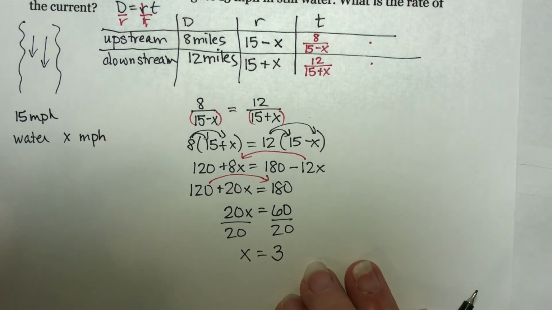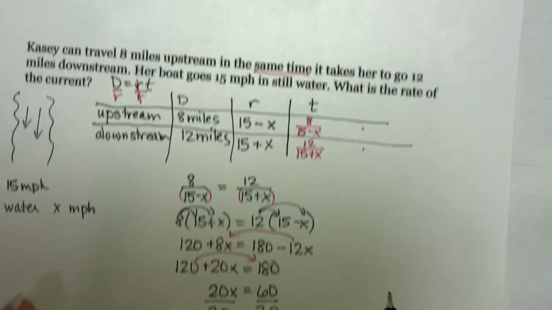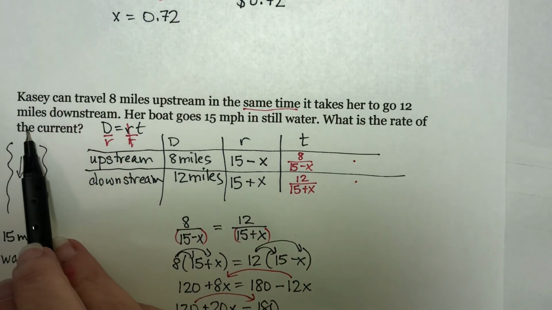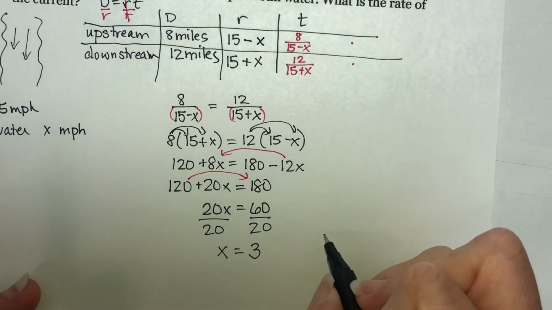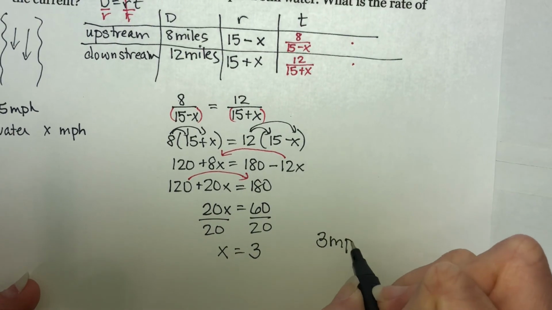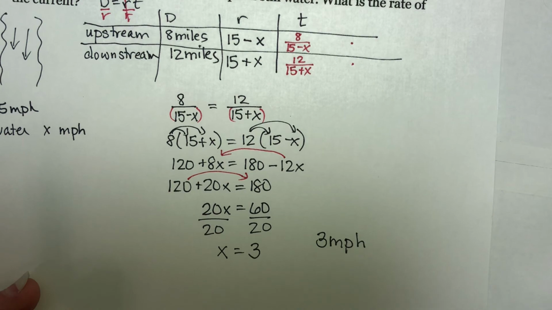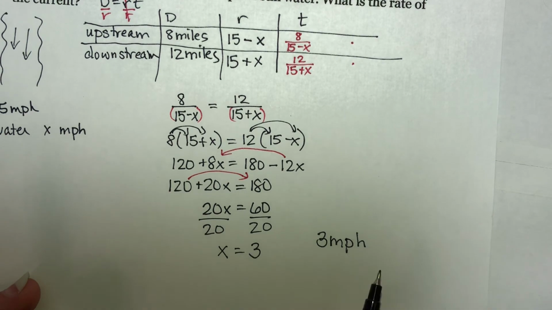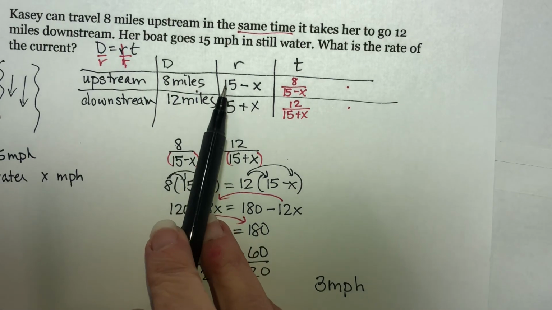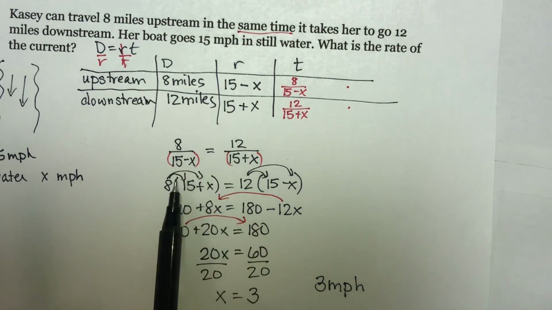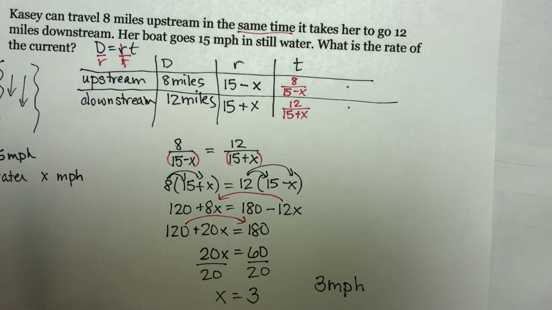So we've solved our equation. Let's see what it is we were asked to find. We were asked to find the rate of the current, and the rate of the current is x miles per hour. So the rate of the current is 3 miles per hour. Now, does this make sense? Yes, it's a reasonable speed for water in general, if you just think about it. And it's not larger than 15, so the boat can actually make progress when it's going upstream. So this is our reasonable answer.